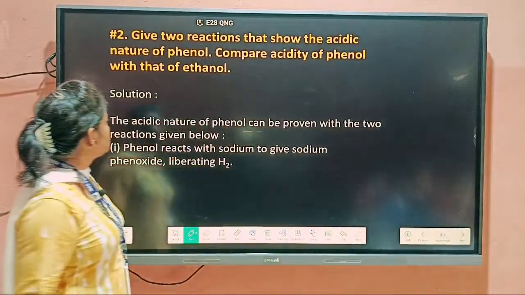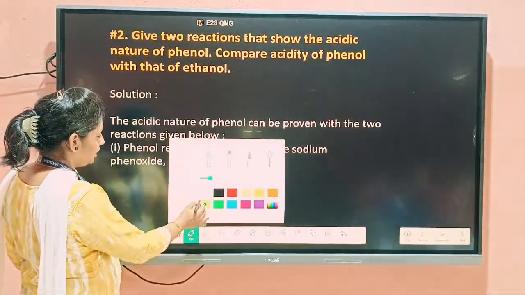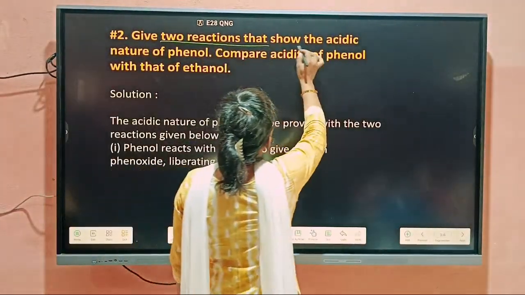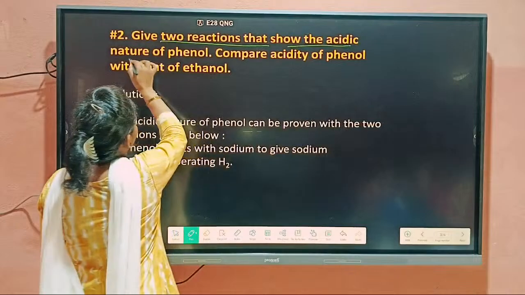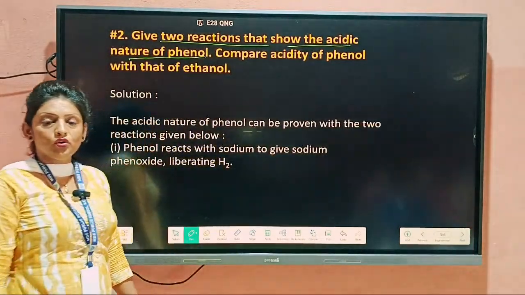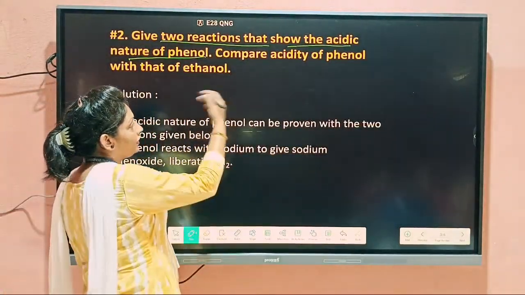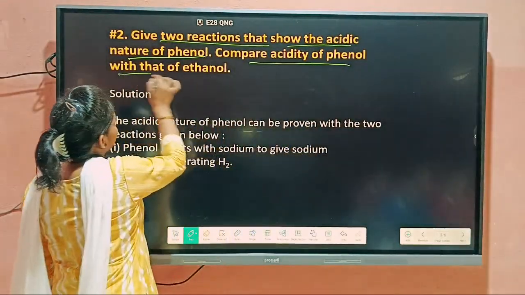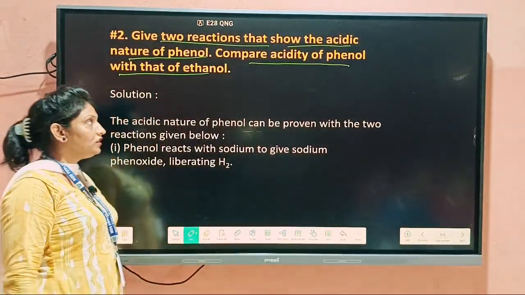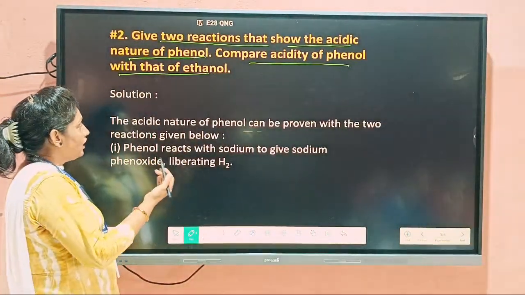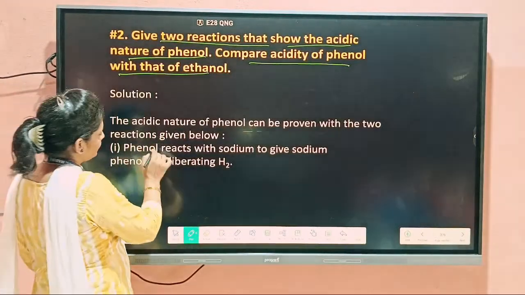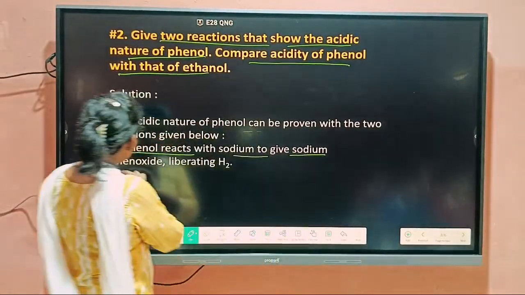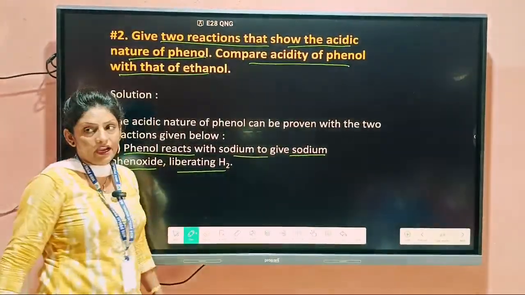Our next question is, students: give two reactions that show the acidic nature of phenol. Compare the acidity of phenol with that of ethanol. First one, write down two reactions. Our first reaction: phenol reacts with sodium to give sodium phenoxide, liberating hydrogen gas.